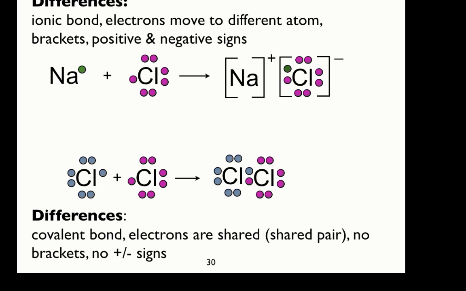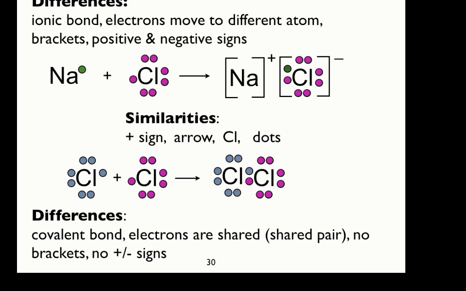If we look at the covalent bond, we can see that the electrons are shared. In this case, there's one shared pair. There are no brackets, although you can draw the Venn diagram if you want. And there are no charges because everybody's still neutral. They're just sharing.